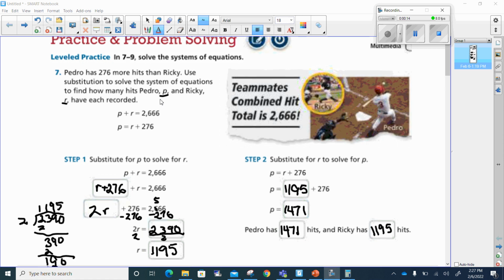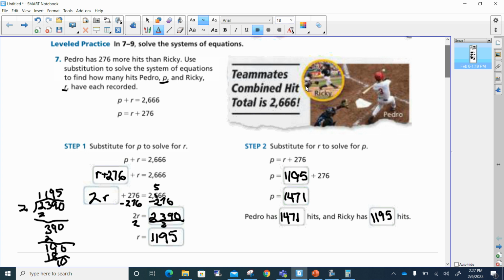All right, so let's go to number 7 first. On number 7, it says Pedro has 276 more hits than Ricky. Use substitution to solve the system of equations to find how many hits Pedro, P, and Ricky, R, have each.